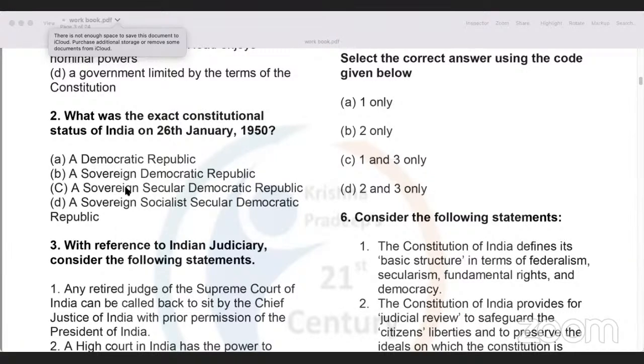Sovereign secular democratic republic is only a partial truth. And sovereign socialist secular democratic republic, option D, is after the 42nd Amendment. The 42nd Amendment in 1976 incorporated two words, socialist and secular. After that, India's constitutional status stands as a sovereign, socialist, secular, democratic republic. But going by the question given by the examiner, the Indian Constitution in 1950 is described as a sovereign democratic republic. So B is the answer.